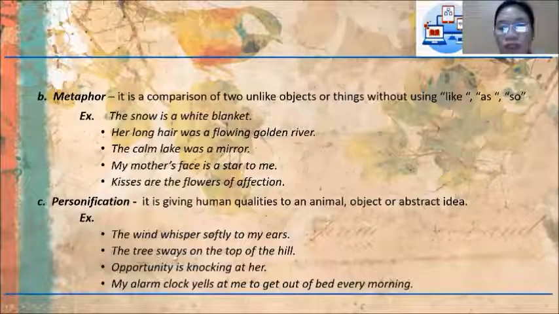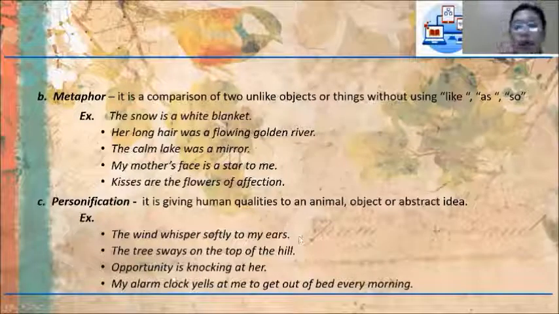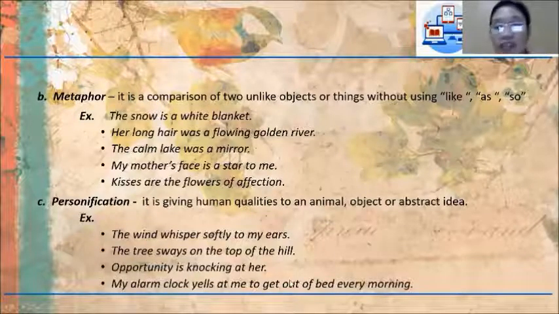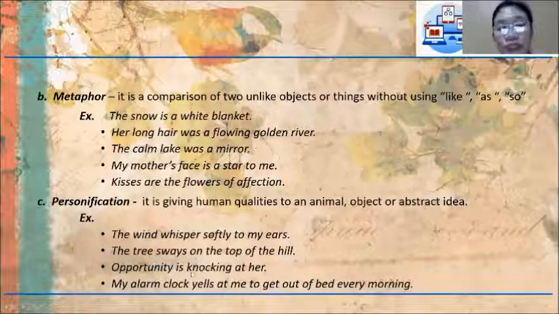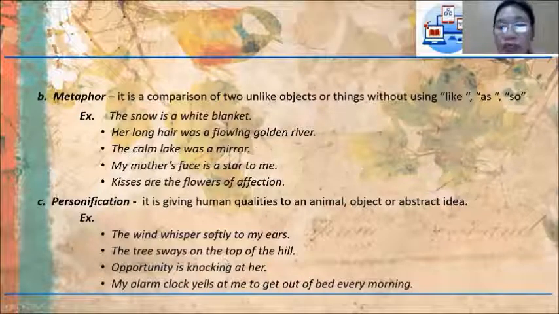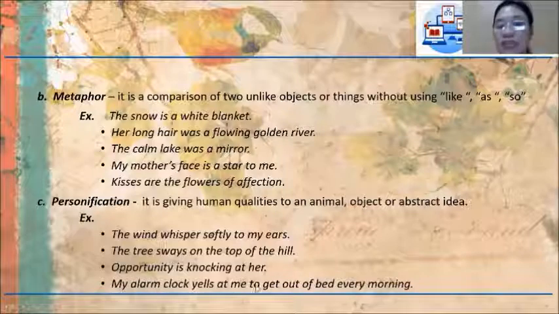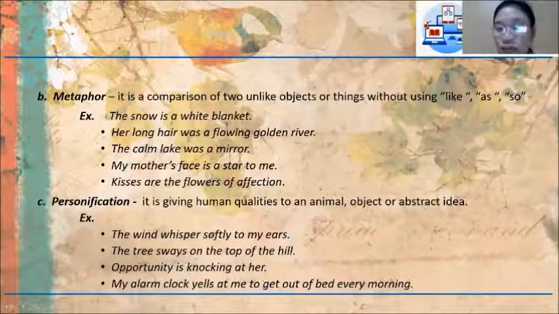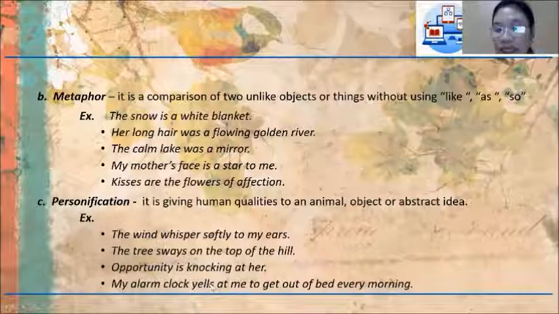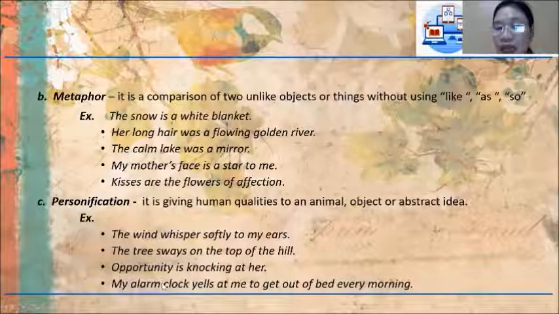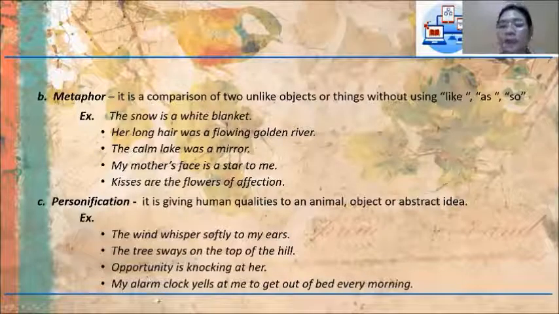So we are giving the human quality of swaying to the tree, and it is personification. Now, opportunity is knocking at her. In this example, we are giving the human quality of knocking to the abstract idea opportunity. Okay? And then my alarm clock yells at me to get out of bed every morning. So we are giving the human quality of yelling to the alarm clock. That makes it personification.